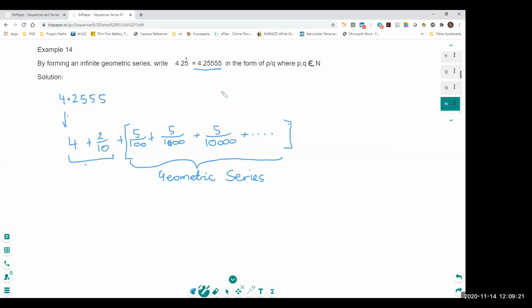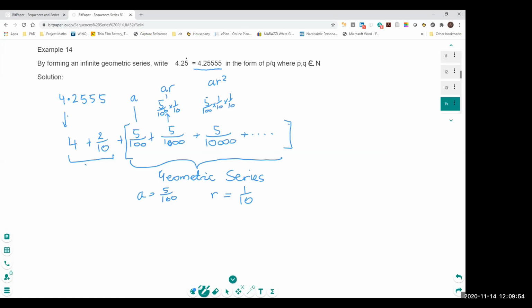So what's the a in this geometric series? Well, a is 5 over 100. What's r? Well, r is 1 over 10, because each term is multiplied by 1 over 10. This term would be 5 over 100 by 1 over 10. This would be 5 over 100 by 1 over 10 by 1 over 10, which is typically a r squared, a r and a.